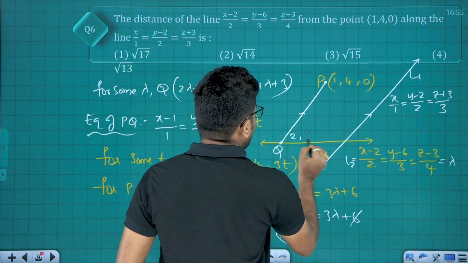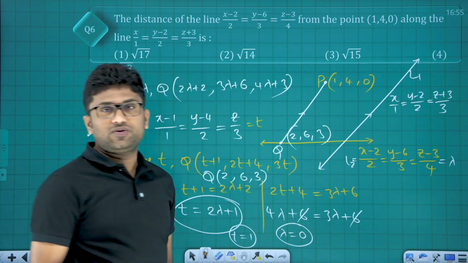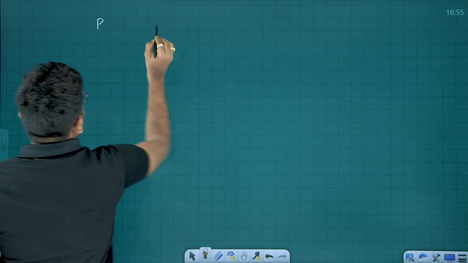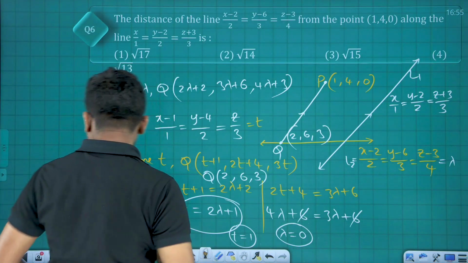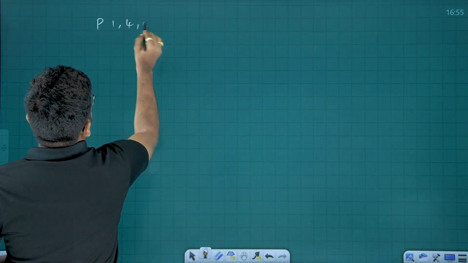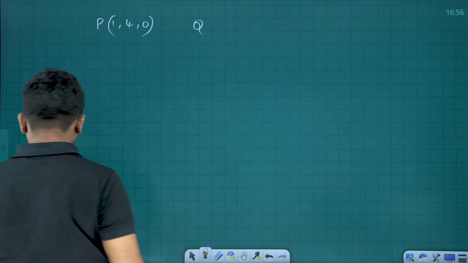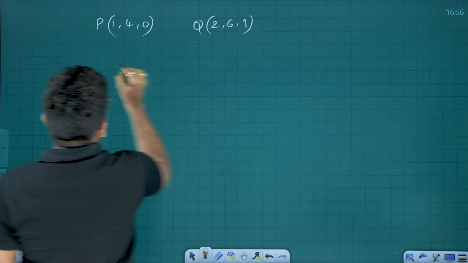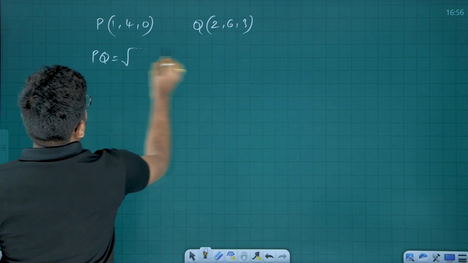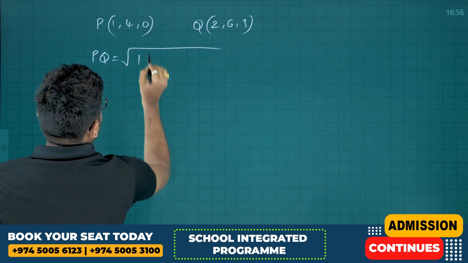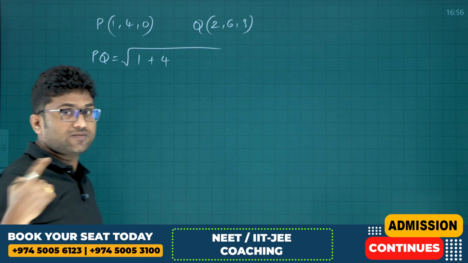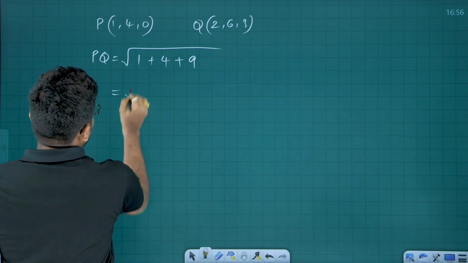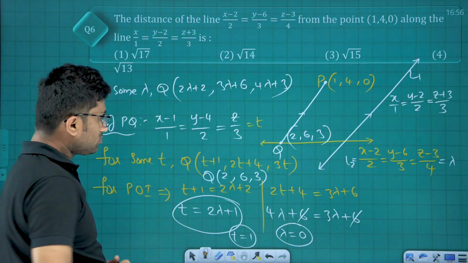This point is 2 comma 6 comma 3. Now just find the distance between these 2 points. So PQ, we need PQ. P is 1 comma 4 comma 0 and Q is 2 comma 6 comma 3. So PQ is equal to root over (2 minus 1) whole square, 1, (6 minus 4) 2 square, 4, plus 3 square is 9, 9 plus 4 is 13, that is root 14 is the answer, friends.